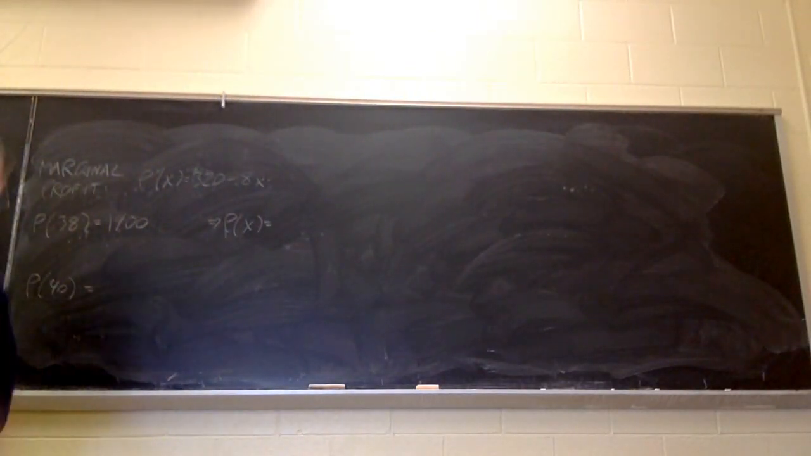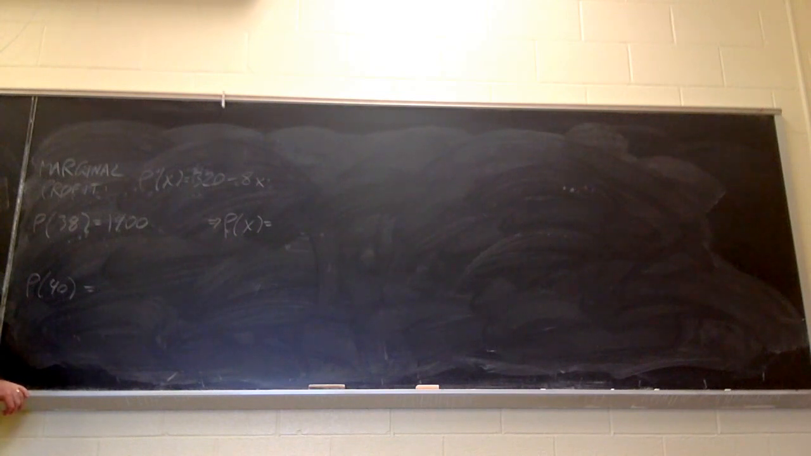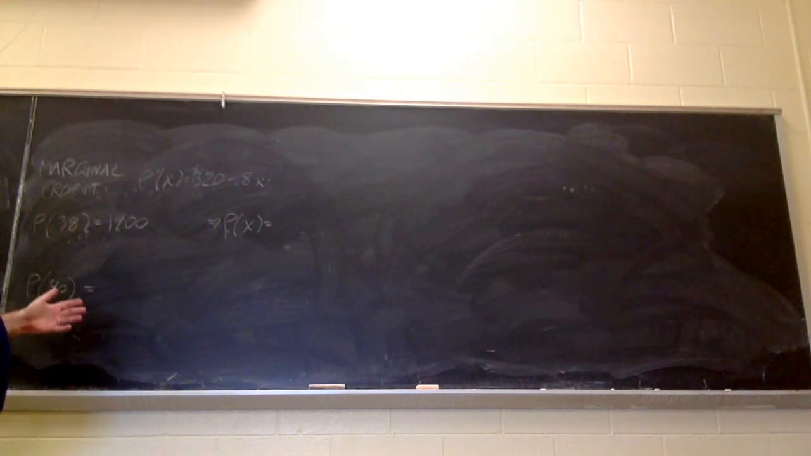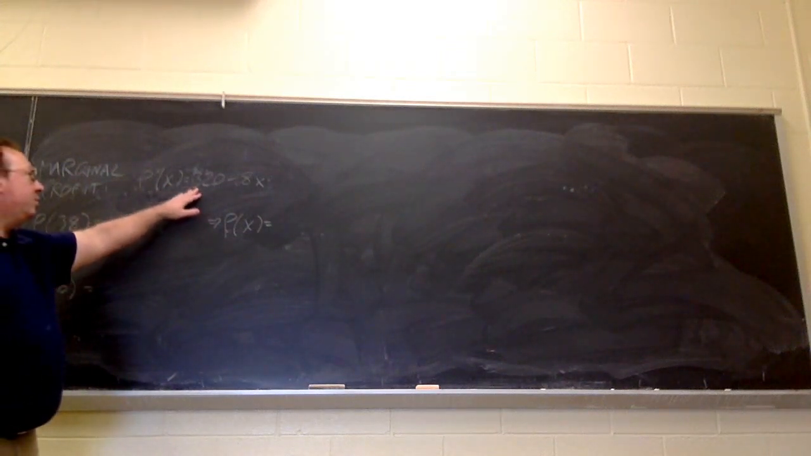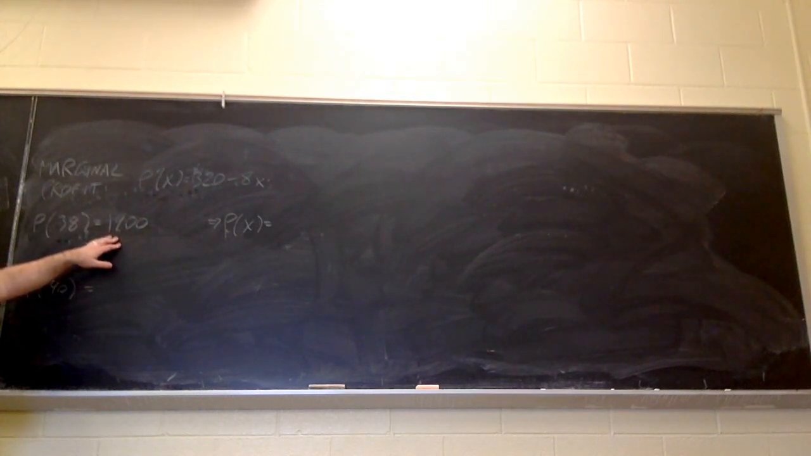Okay, in this video I'm going to show you how you can compute a profit function given the marginal profit, and also how much profit is made after a specific number of units has been sold. So in this problem, x refers to the number of units. Our marginal profit after sale of x units is 320 minus 8x dollars. We also know that the profit from selling 38 units happens to be $1,900.